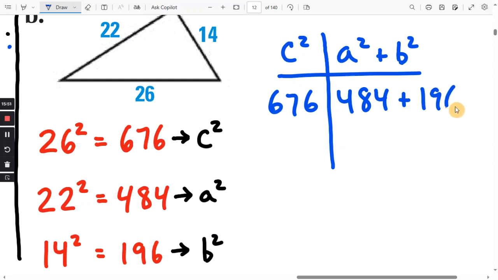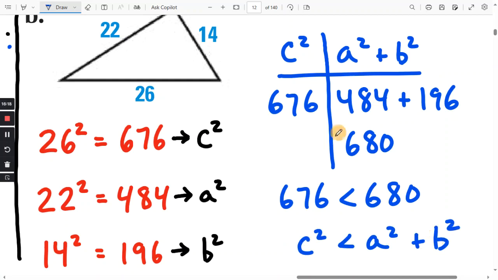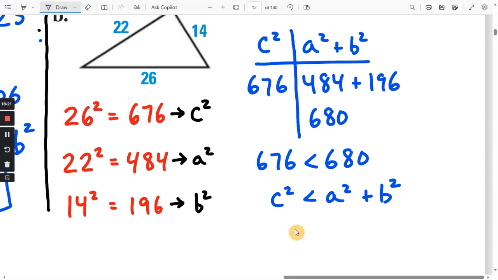We're going to add those two. 680. So it's obtuse, right? All right, so the 676 is less than 680. So the inequality arrow points to the less than side. And that was your c squared, so that means your c squared is less than a squared plus b squared. I thought that. No. Wait. And then Caleb tells me when c squared is less than a squared plus b squared, it's acute.